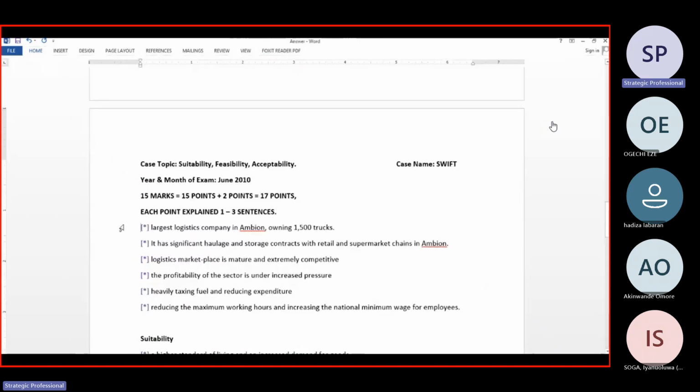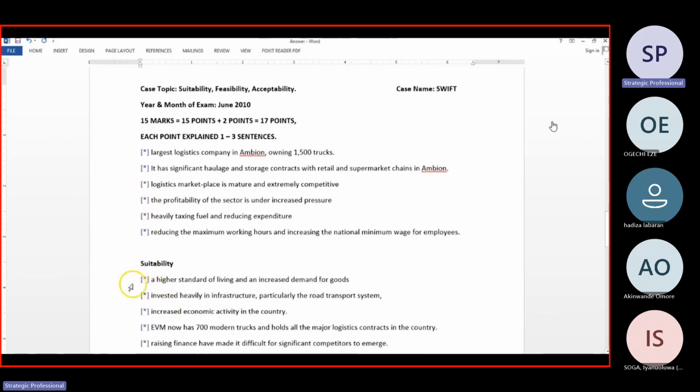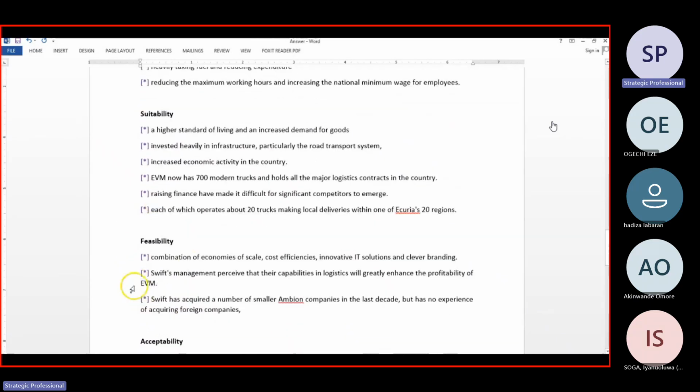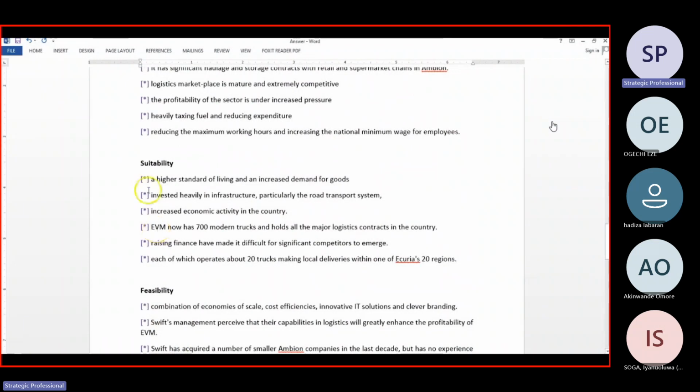But in an exam, you should know how to pick out the points like how we did, and you have to structure your answer in terms of how we did. So in exam, don't write points like this, but write it in sentences, such as 1, 2, 3 sentences for each and every point.